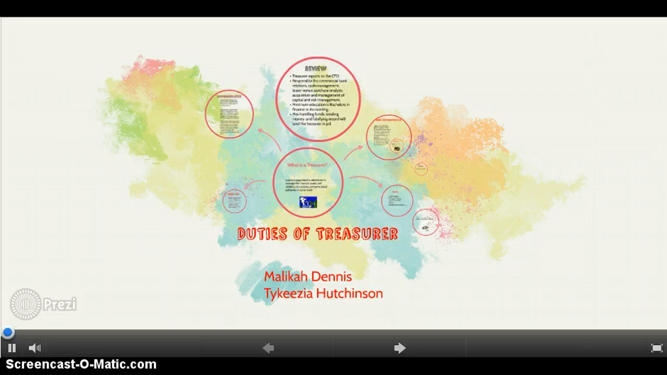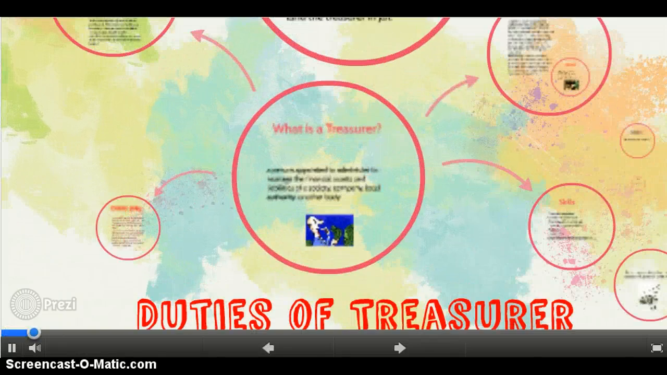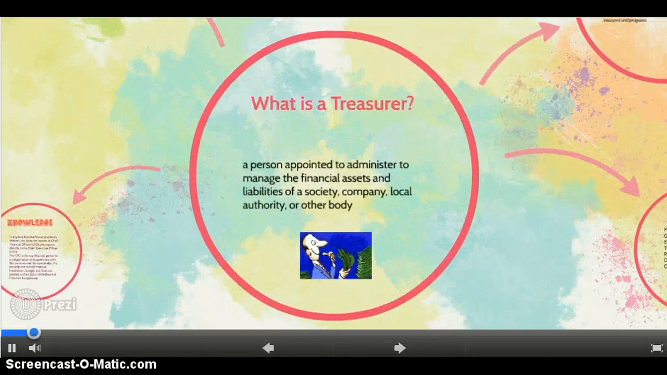Dennis and Takezia Hutchinson of MT Consultants, here to provide an overview of the duties and responsibilities of the treasurer in a healthcare organization. The treasurer of your organization is the person appointed to administer and manage the financial assets and liabilities of the company.